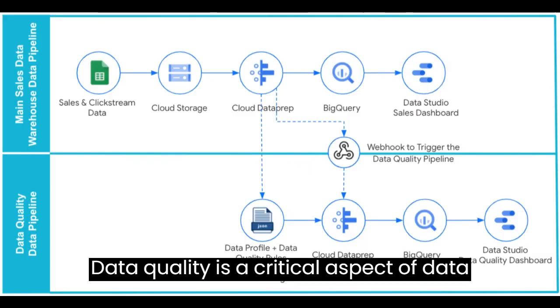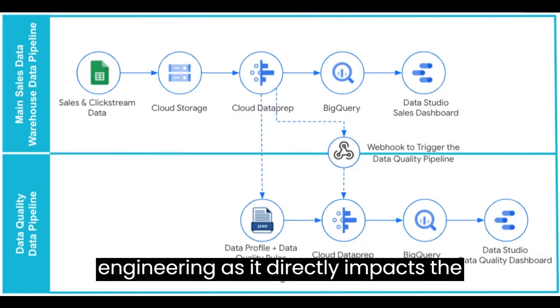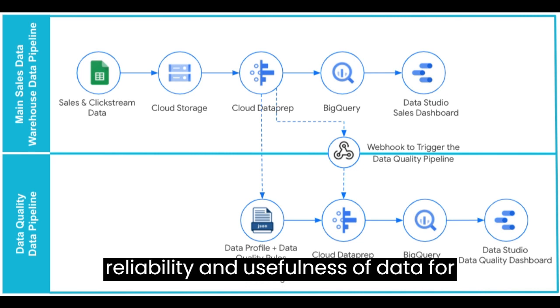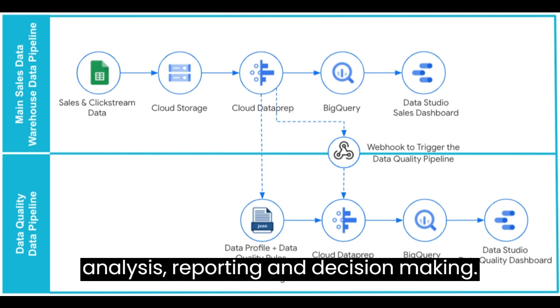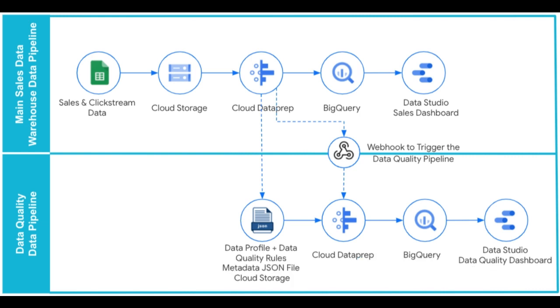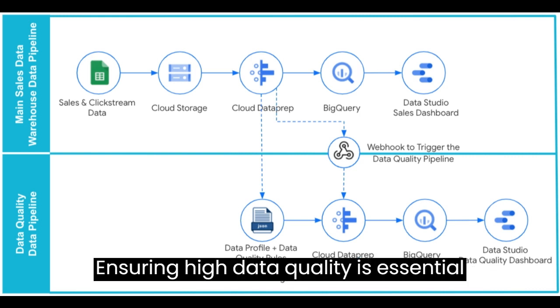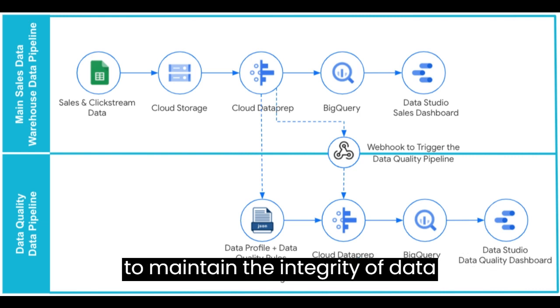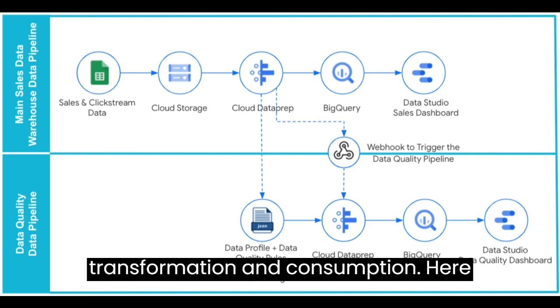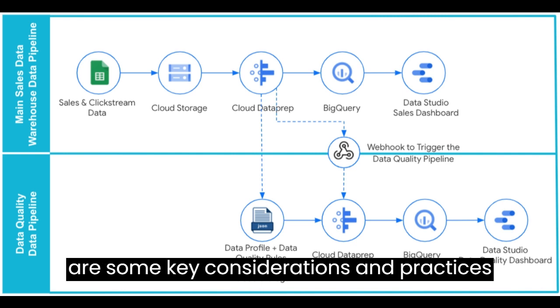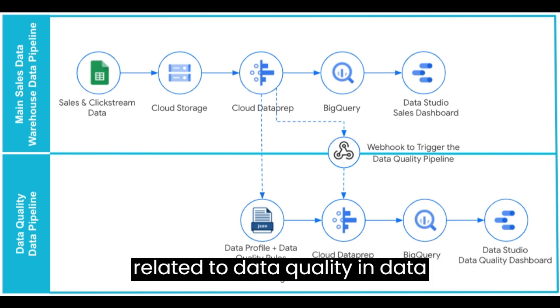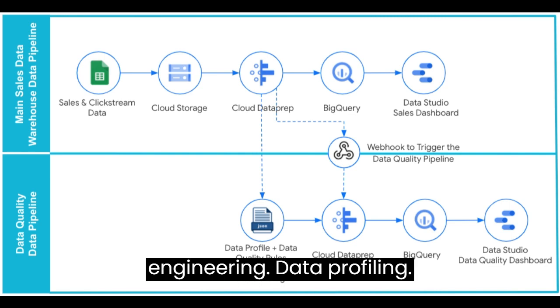Data quality is a critical aspect of data engineering, as it directly impacts the reliability and usefulness of data for analysis, reporting, and decision-making. Ensuring high data quality is essential to maintain the integrity of data throughout its life cycle, from its collection and storage to its transformation and consumption. Here are some key considerations and practices related to data quality in data engineering.